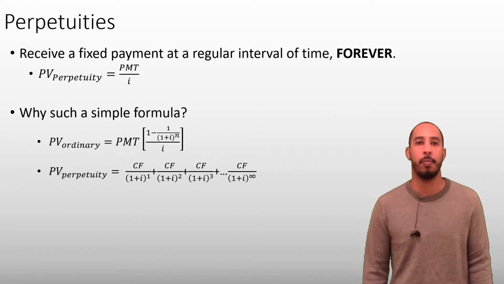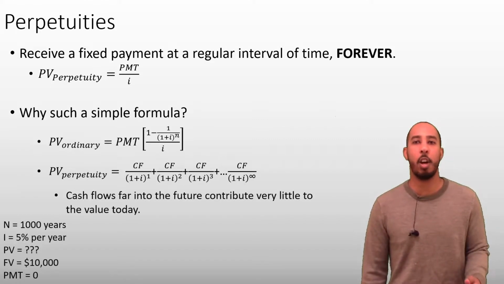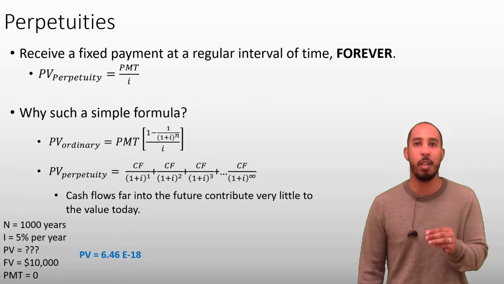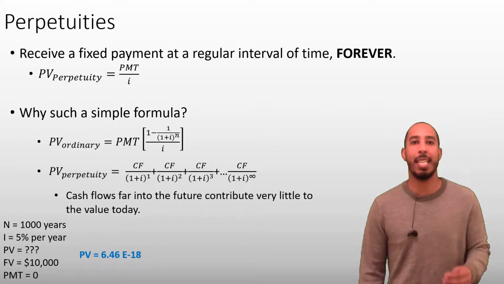Say I promise to give you $10,000 a year forever. How much will my payment to you 10,000 years from now be worth? Well, it'd effectively be worth nothing. The present value of that cash flow would be 0 point and then 18 zeros followed by a 6. A very teeny tiny number.